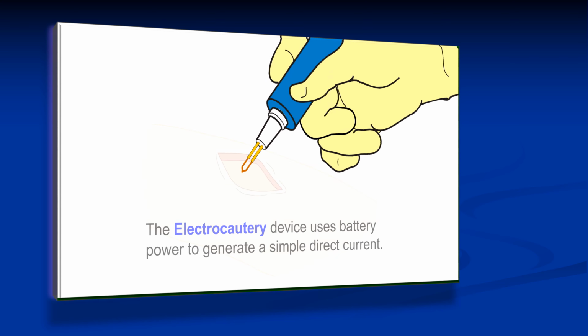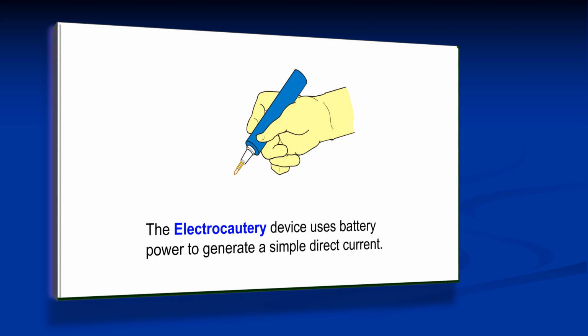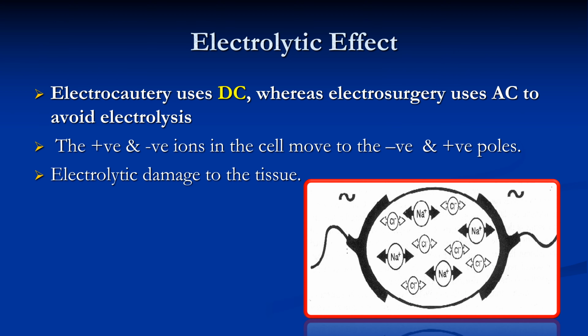Again, as we see, electrocautery is a passive transfer of heat to the tissue with no current passing through the tissue. So, in electrocautery, no current passes through the tissue, but it is a simple effect of heat. As we mentioned before, in electrosurgery, we are using alternating current at high frequency, not direct current, to avoid the electrolytic effect. What is the electrolytic effect? The electrolytic effect means the positive and the negative ions in the cell move to the negative and the positive poles, leading to damage to the tissue.